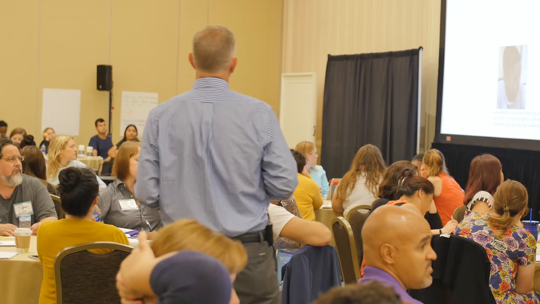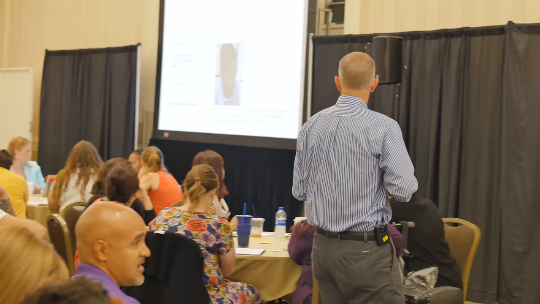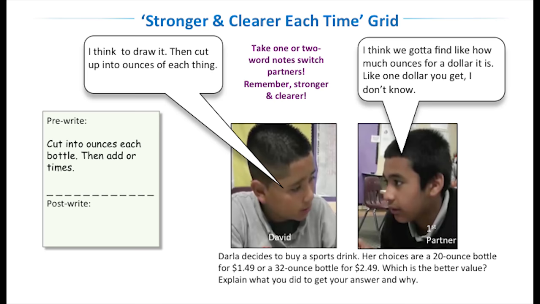The pre-write is cut into answers each bottle, then add or times. So that's just the pre-write. You don't have to do the pre-write, but a lot of teachers highly recommend it. And then a first partner comes along. I think to draw it, then cut up into ounces of each thing.